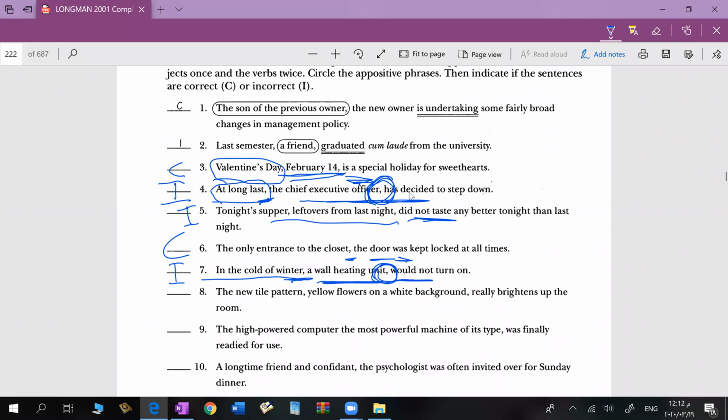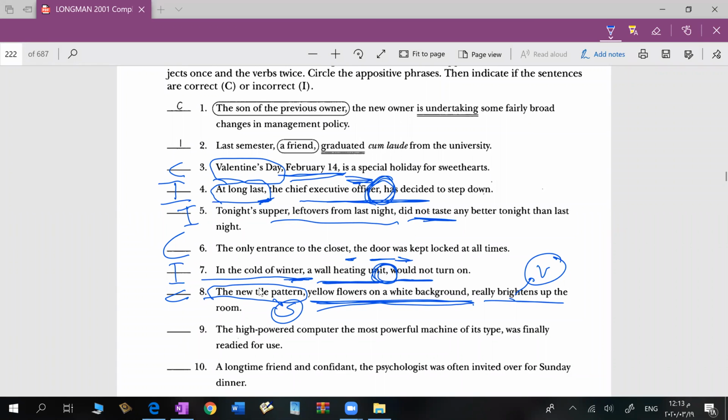"The new tile pattern, yellow flowers on the white background, really brightens up the room." The subject is the new tile pattern, which is the same as yellow flowers on a white background. What is the pattern? It's yellow flowers on a white background. So we have here the subject, we have here the verb, and it has an appositive between two commas, so this sentence is correct.